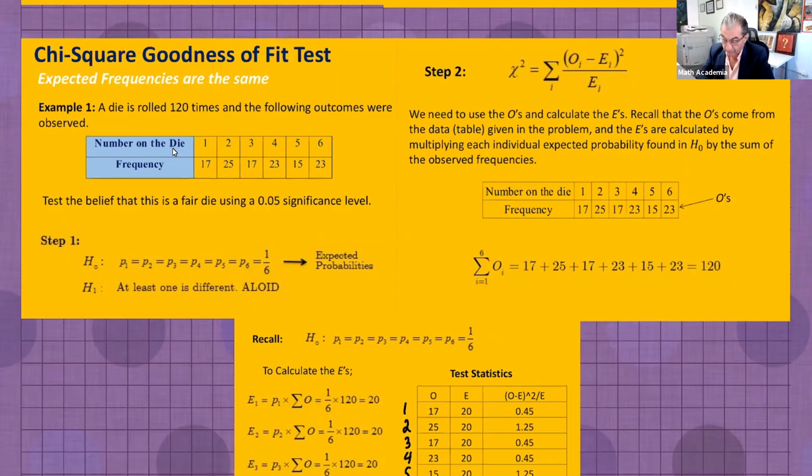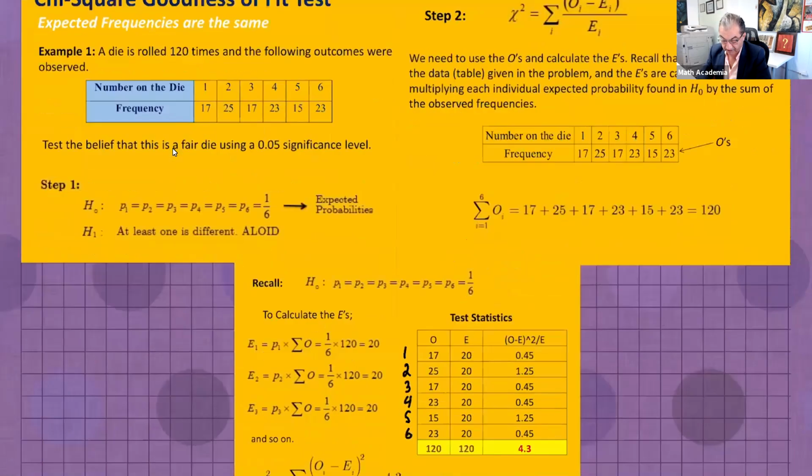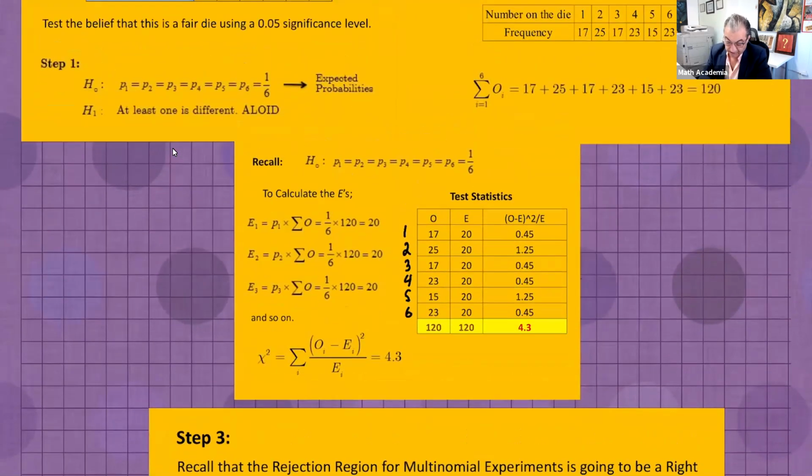we need to use O's and calculate E's. Recall that O's come from the data or the table, observed frequencies, and E's are calculated by multiplying each individual expected value found in H0 by the sum of the observed frequencies. So these are O's. I put it here for you. You add all the O's or observed values, you get 120. And if you want to find the expected value for E1, for example, here you take P1 times the sum, which is 1/6 times 120.